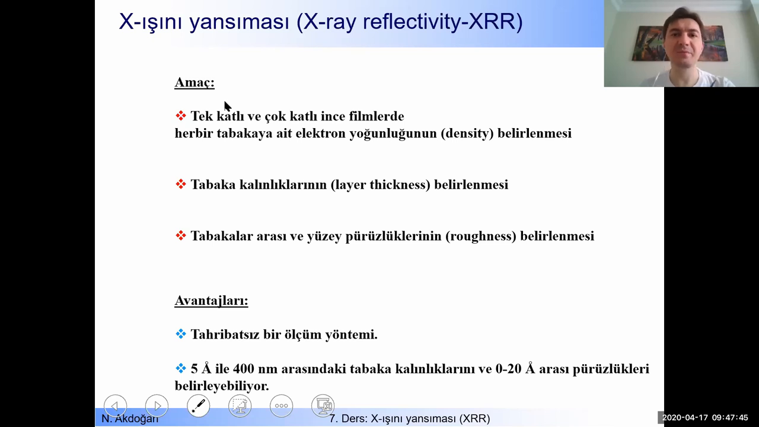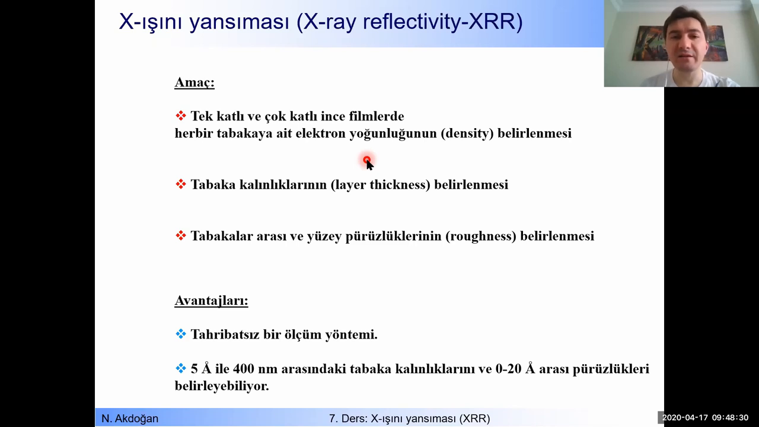reflectivity experiments? You can consider that we have three main outputs from such experiments. If you have a thin film or a multi-layer thin film, you can get the electron density of each layer of the material. This is very important because electron density is unique for each element, okay? Depending on the material, electron density changes. So by measuring the electron density, you can determine the properties of different layers within your material.